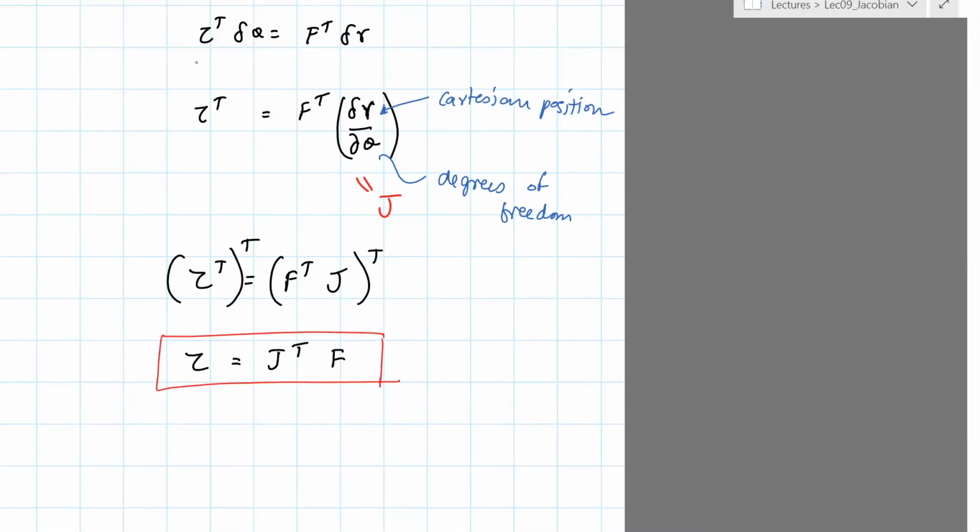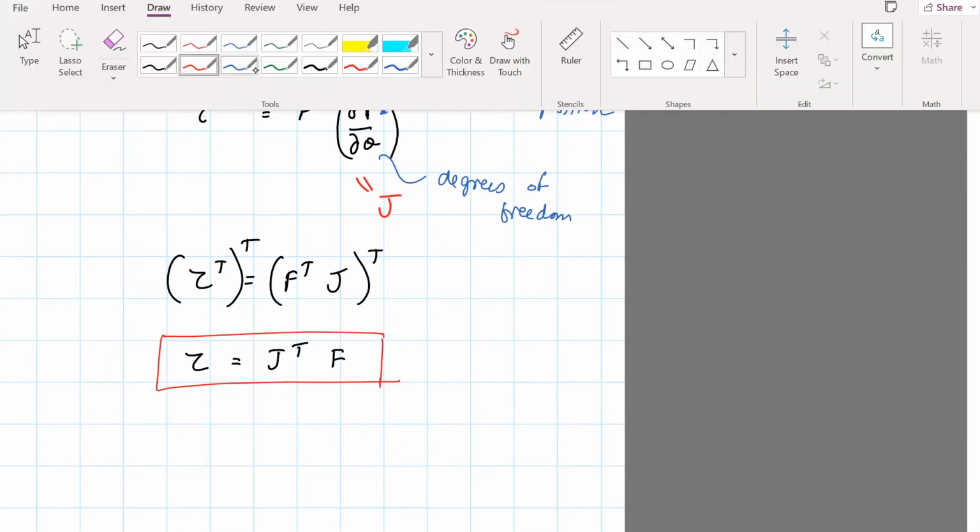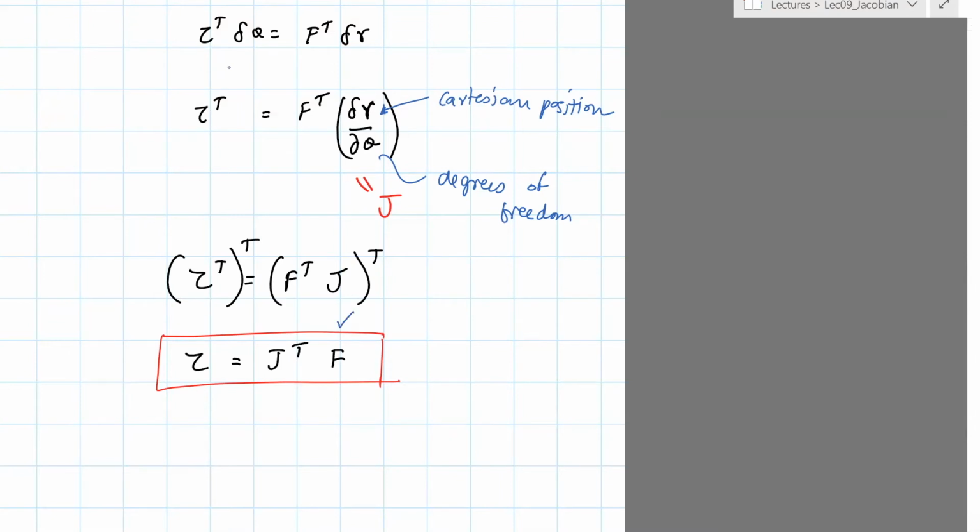So this is the expression we're after. It tells you, given F, let's say that you're given this, you can compute the Jacobian, which we've done numerically or symbolically. We can then evaluate what the torque is. And this is the torque needed to keep that particular system in equilibrium. This is the static torque.